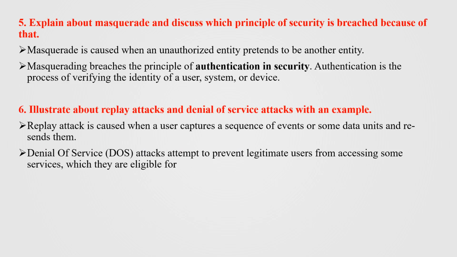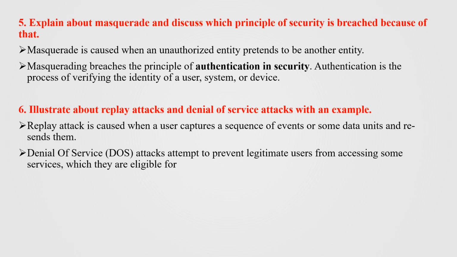Next question, explain masquerade and discuss which principle of security is breached because of it. Masquerade is when an unauthorized person, who is not authorized to enter a particular data or website, pretends to be an authorized person sitting in front of you, chatting with you, transferring information with you or seeing the information being transferred. The principle it breaches is authentication. They pretend to be an authorized user, so they can steal the OTP or the encrypted message that is sent, and the authentication is broken. That principle of security is breached by masquerade.